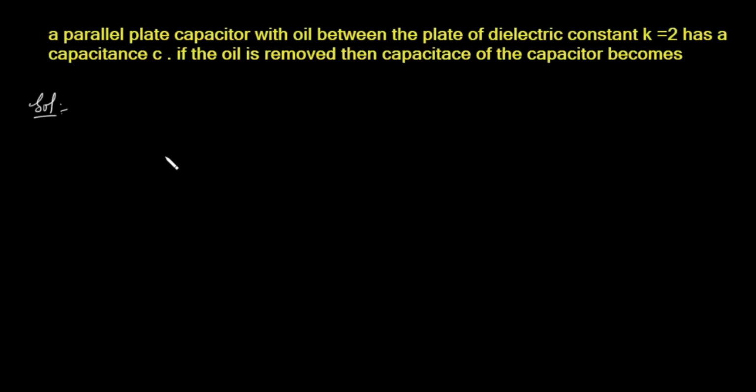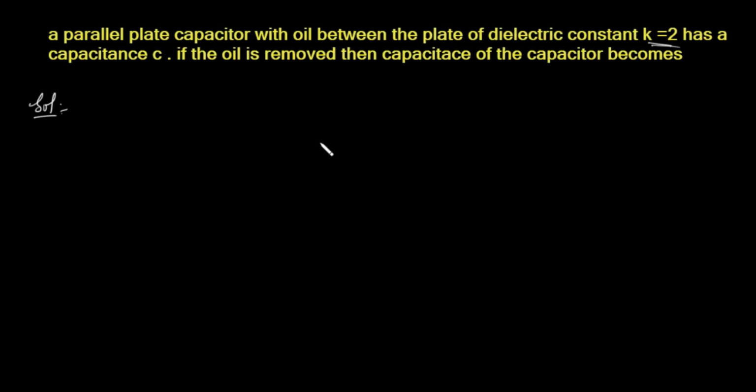A parallel plate capacitor with oil between the plates, of dielectric constant K equal to 2, has a capacitance C. If the oil is removed, then the capacitance of the capacitor will become what?